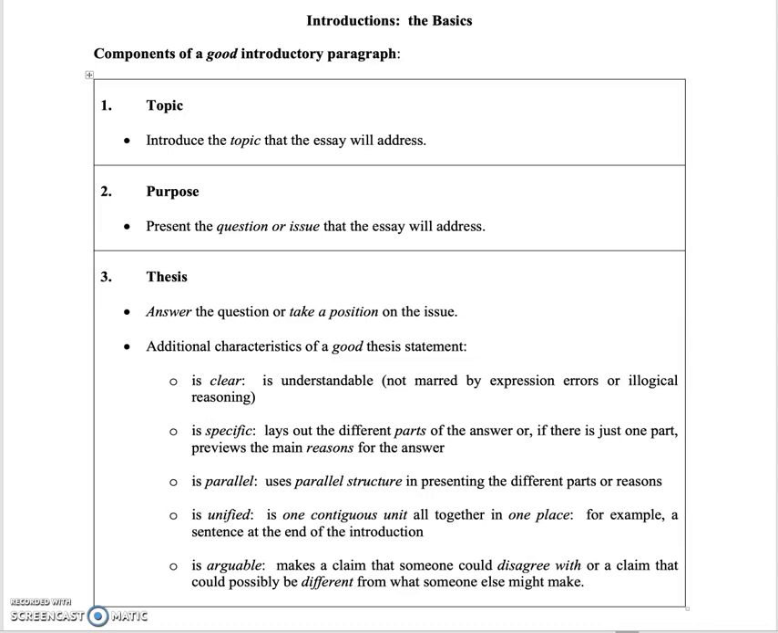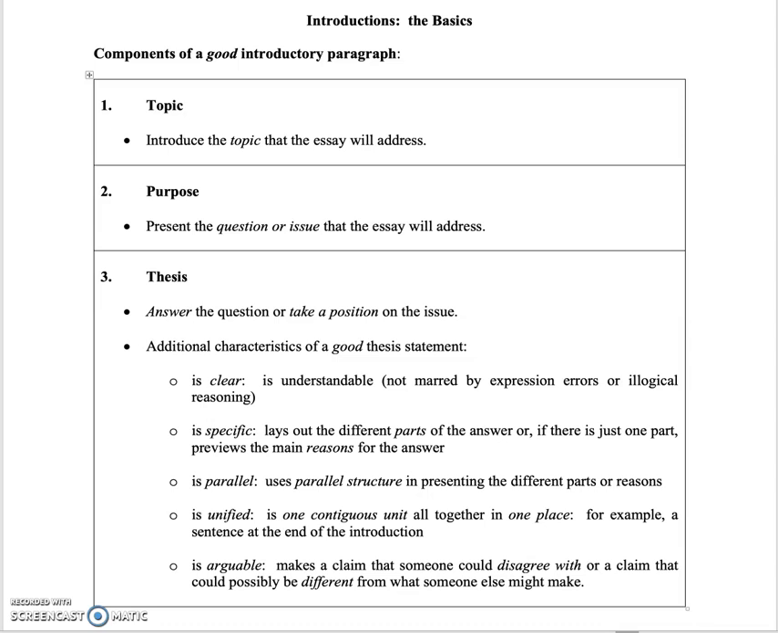Then we move on to the purpose. You have to establish what the purpose of your essay is, right? What you're going to do with that topic you've just introduced. So you need to present a specific question or particular issue that your essay will address. This is going to be the shortest part of your introductory paragraph because you're boiling everything down into a single question or a single issue that will unify the whole essay. This is where you get focus in your essay. And we'll talk about the different ways you can do that in different types of essays.